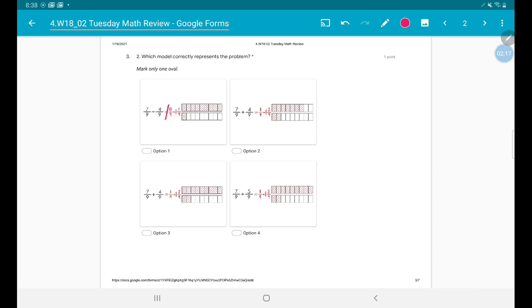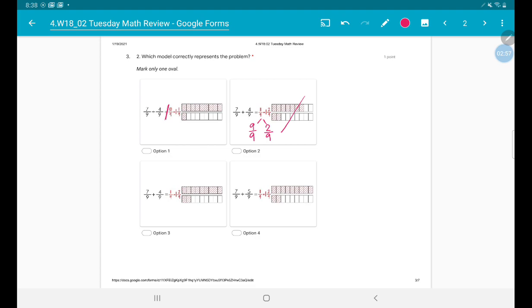We have 7/9 plus 4/9. Denominators are the same, so I can add the numerator, or the top number. 7 plus 4 equals 11. My denominator is still 9. 11/9, so we know 11/9 is correct. And then the mixed number 1 and 2/9 is correct. I could split 11/9 into one whole, which would be 9/9, and I would have 2/9 left over, so 1 and 2/9 is correct. Except that my model is not correct. It doesn't show one whole and 2/9.